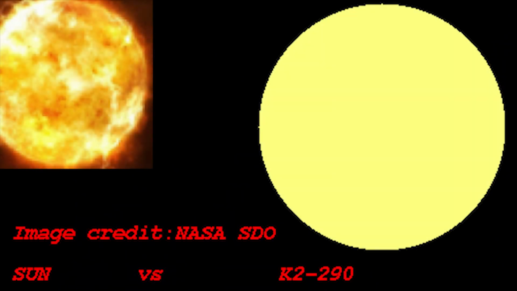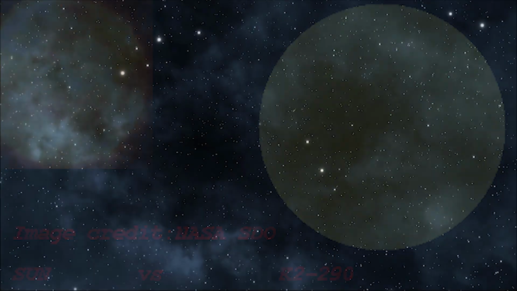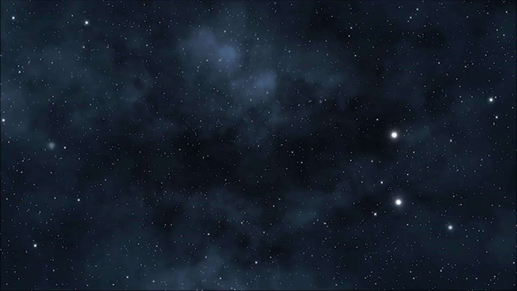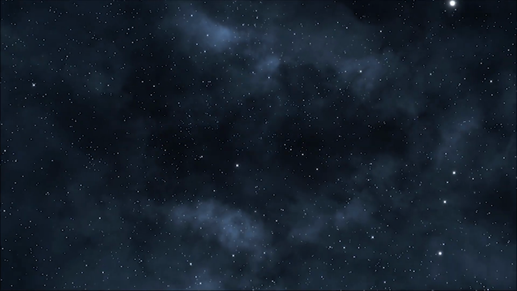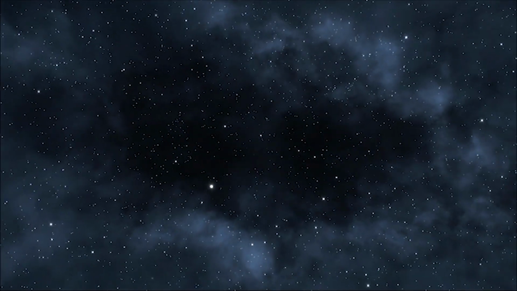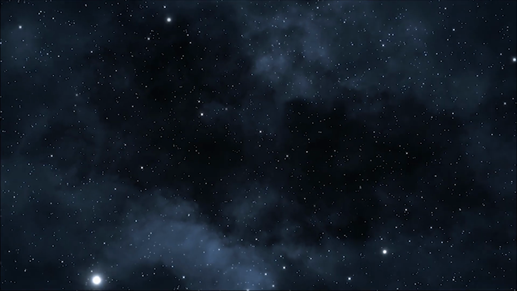K2-290 is considered unique because both planets are orbiting in the same plane. This further indicates that there is a history to the planetary system after the spinning molecular cloud had evolved to become a star.